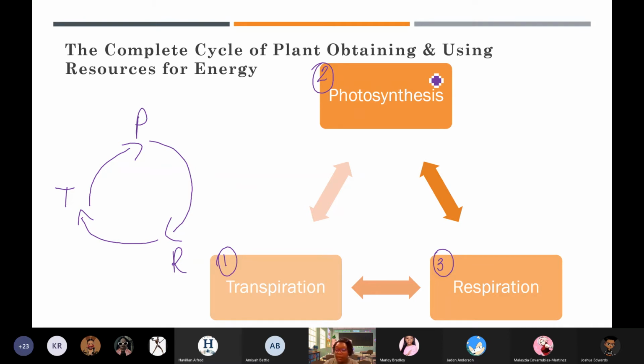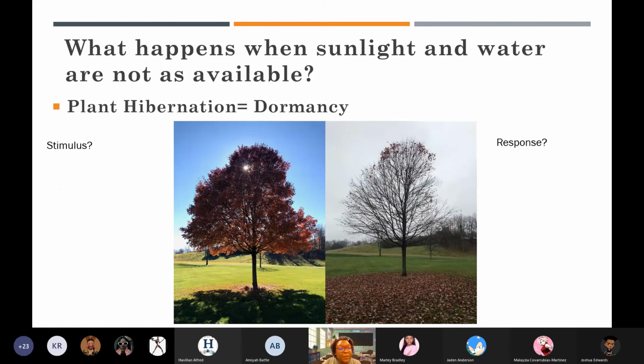Okay, so let's go on. So what happens to the plant when it doesn't have water very available, when fall or winter come and it doesn't have as much sunlight as it used to? Does the plant die? No. Write down in your notes the question, what happens when sunlight and water are not as available? The answer there is plant hibernation, or dormancy.